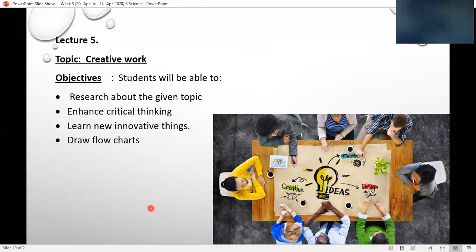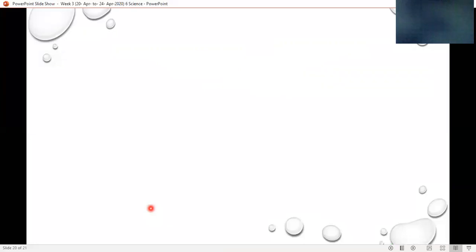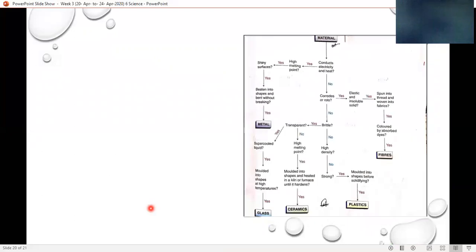What you are going to do is draw flow charts. What kind of flow chart am I going to show you? For example, this: you are going to draw a flow chart to comprise all the materials in one place. We have metals, glass, ceramics, plastic, and fiber, the 5 materials. You are going to make a very innovative flow chart, like the one given in your book. You can take help from your book, but try to make it more innovative and more creative.